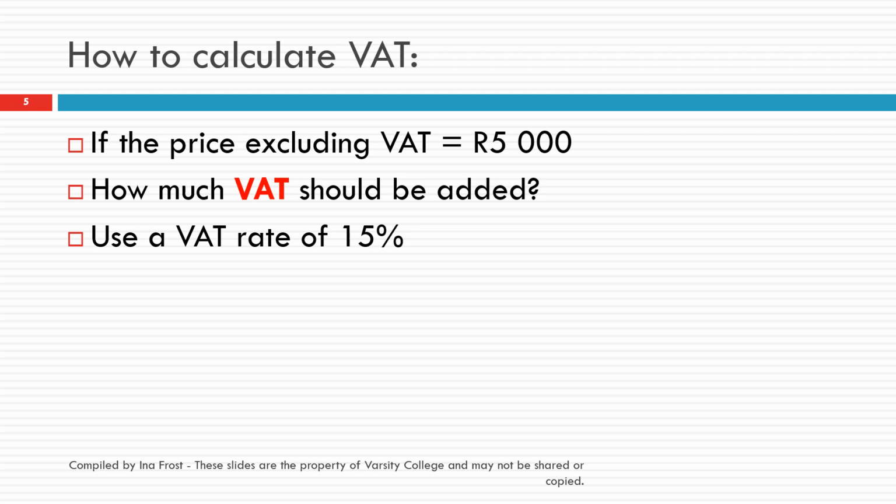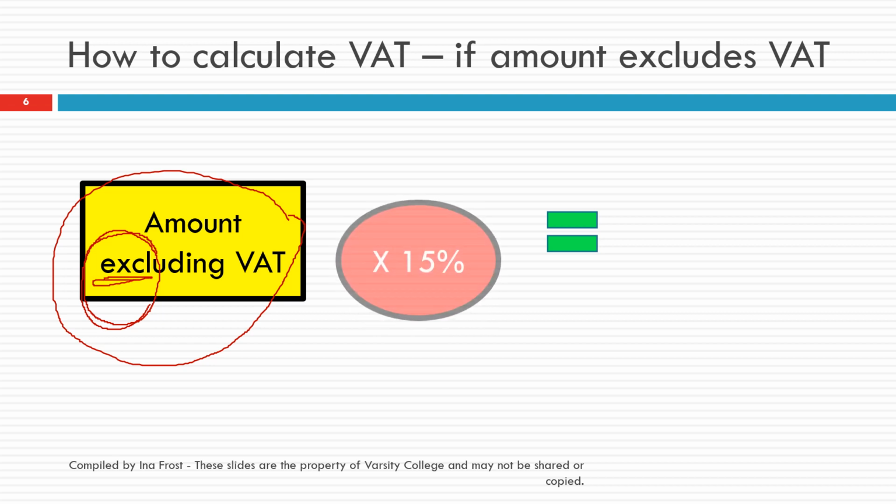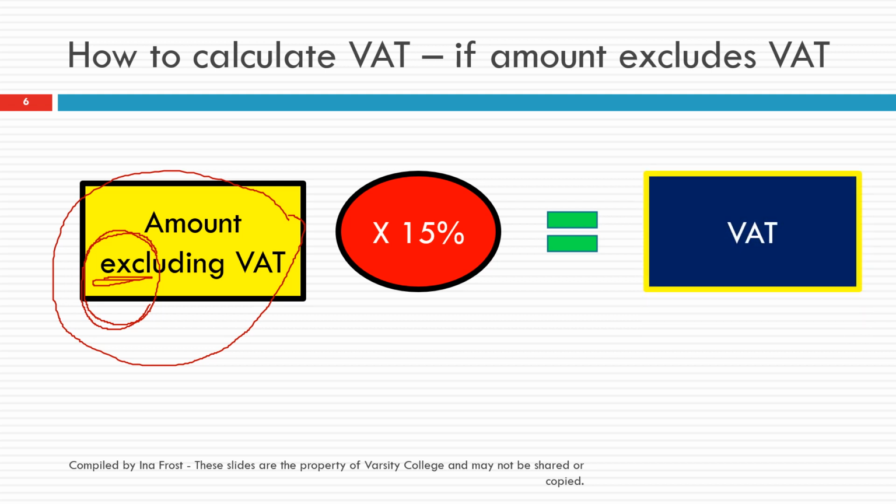Now, let's have a look at how we go about calculating VAT. If we have a price excluding VAT of 5,000 rands, how will we go about calculating the VAT on this amount? This is the formula that we're going to use. We start with the amount excluding VAT, in other words, the 5,000 rands. It's important to note that for this formula, we are working with the price excluding any VAT. We then multiply that by 15%, and that will give you the VAT on that particular item.